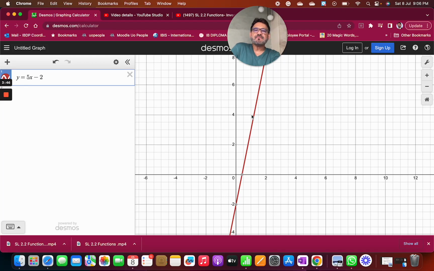So f inverse of 4. So yeah, here. So f inverse of 4 is 1.2. f of 1.2 is 4. f inverse of 4 is 1.2. What is f inverse of 2? So you look at, so f inverse of 2 is 0.8. So that's how you write down the inverse.